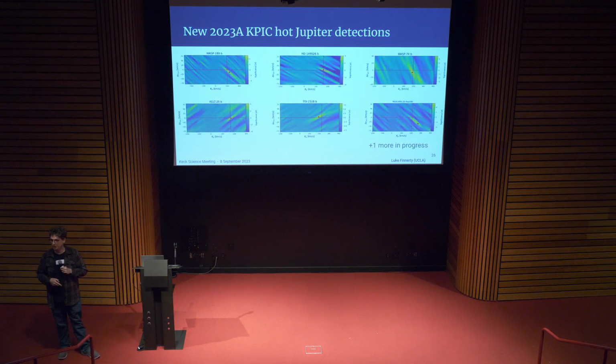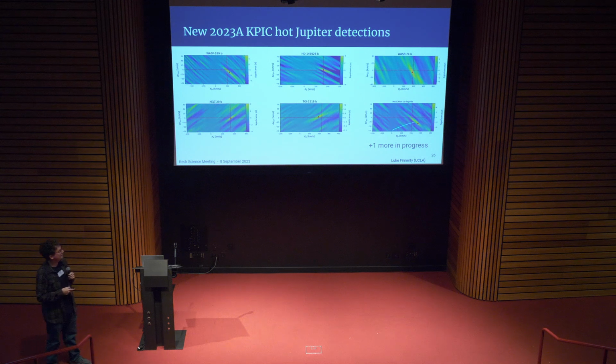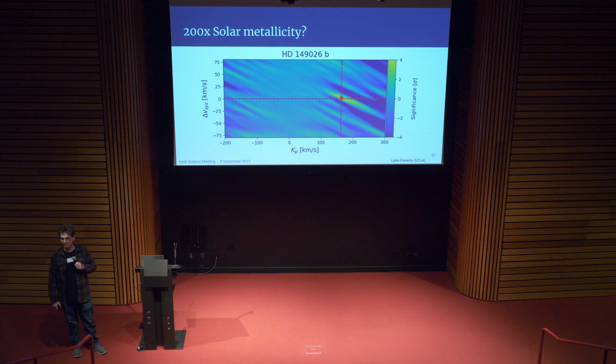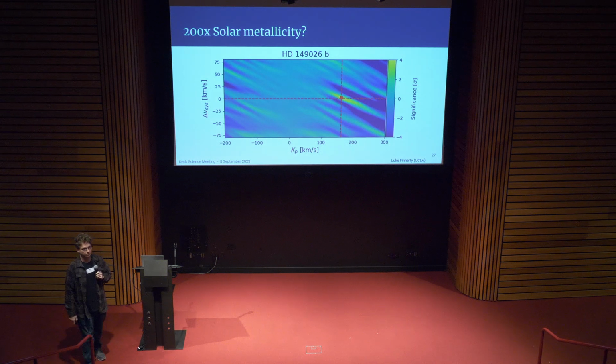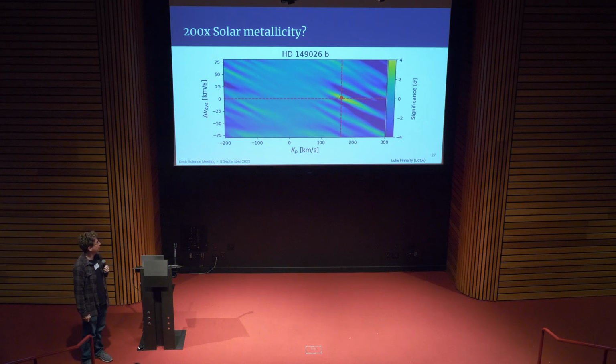We continued the survey in 2023A and then lost about a third of our time to weather. The winter was pretty rough on Mauna Kea. But we still made 6 detections, and there's one more that's in progress. So we are continuing. Two that I want to highlight are HD 149026b. This is a Saturn-mass hot Jupiter that the JWST secondary eclipse spectrum claims is 200 times solar metallicity. So that's pretty amazing. We have a nice KPIC detection, so hopefully we'll be able to see if that really metal-rich atmosphere is consistent with what we're seeing at higher resolution.